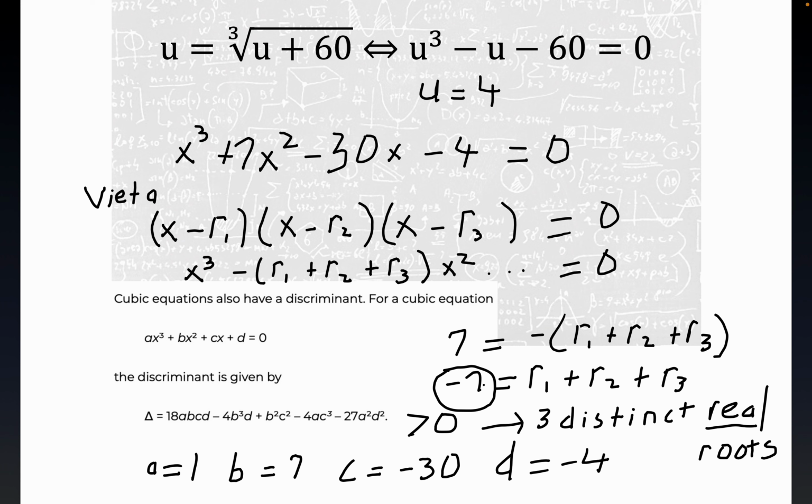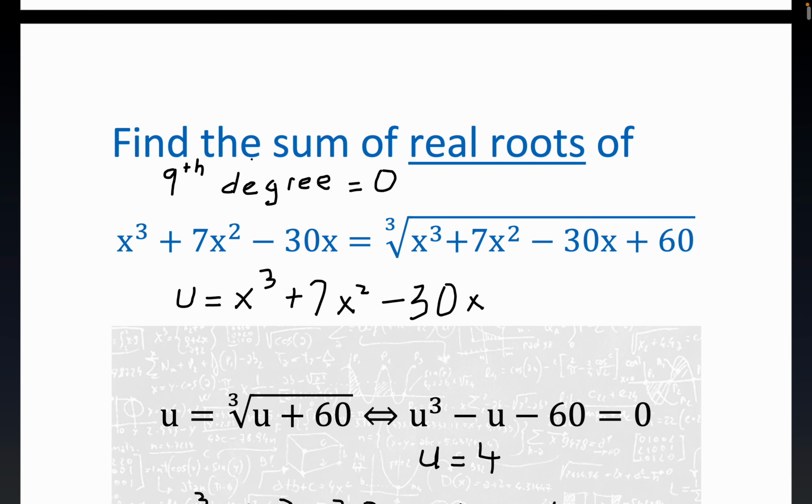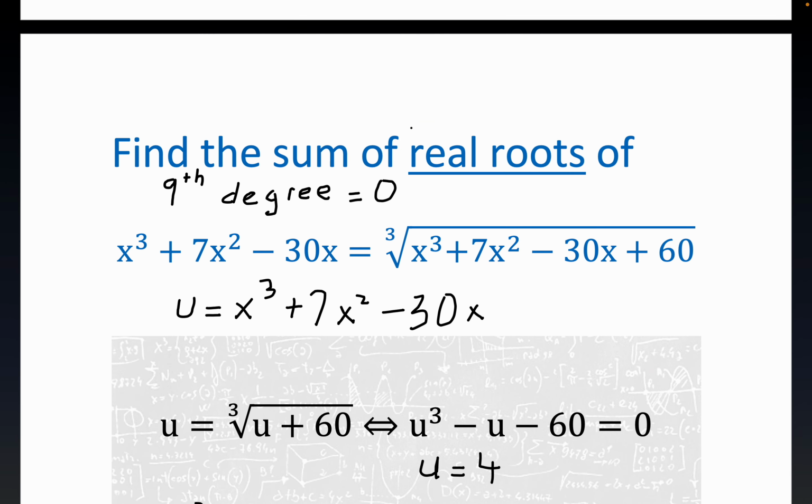This is the answer, folks. Negative 7. Okay, negative 7. This coefficient with its sign reversed is the answer. Let me come back up here and write that down right here. Minus 7 is the sum of the real roots. And we didn't really have to do a whole lot of work computationally there.